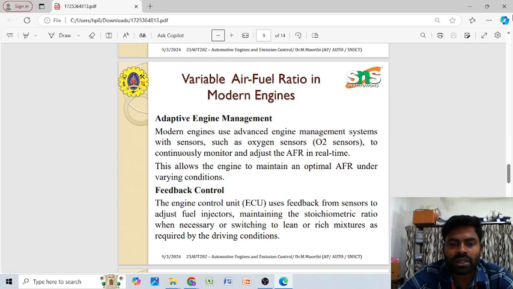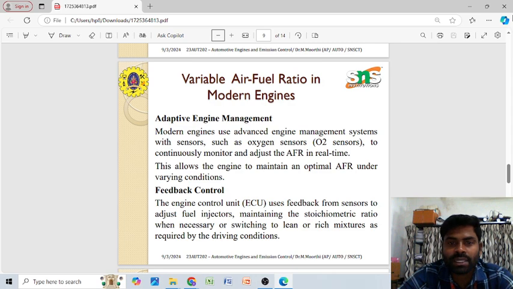And after that we have the variable air fuel ratio in the modern automobile industry, where we get what is required for our conditions and our requirements. That is the beauty of our modern engines. With modern engines, it can automatically set or vary its air fuel ratio.